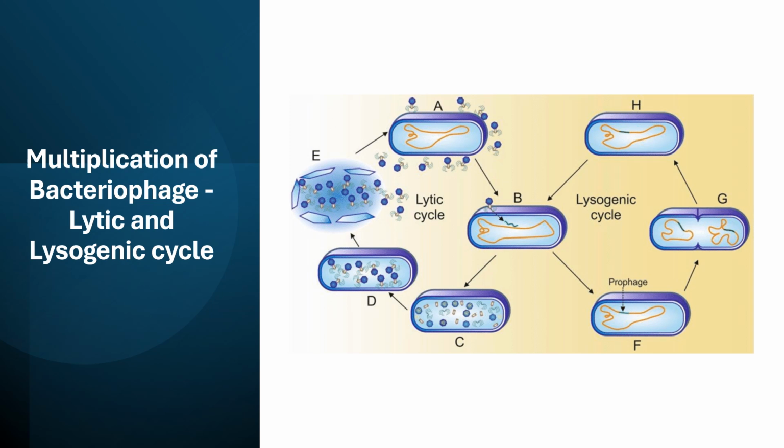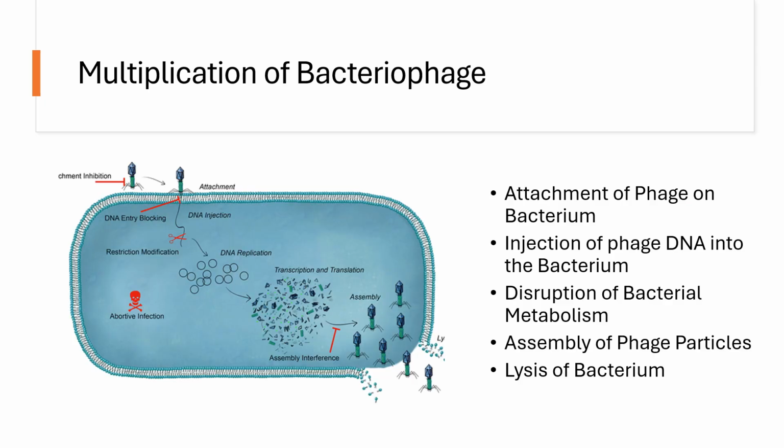In this video, we will discuss the multiplication of bacteriophage as well as their lytic and lysogenic cycle. Multiplication of bacteriophage. Bacteriophages are capable of multiplying only within the bacteria. They remain inactive outside the bacterial cell and they are host specific. For example, T4 bacteriophage infects and multiplies only inside the bacterium E.